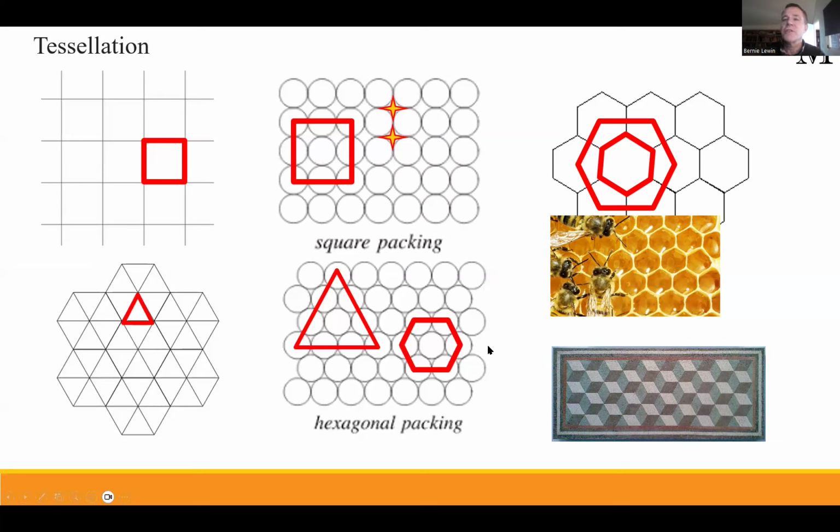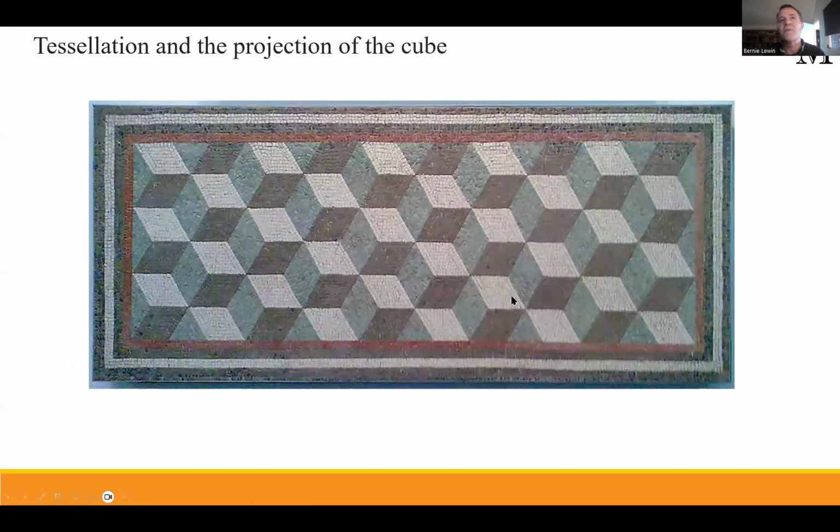And so the question is here, what form are we getting here? Is it triangles, squares, or hexagons? Well, it certainly looks like squares, but as we can see, it's actually based in hexagons.